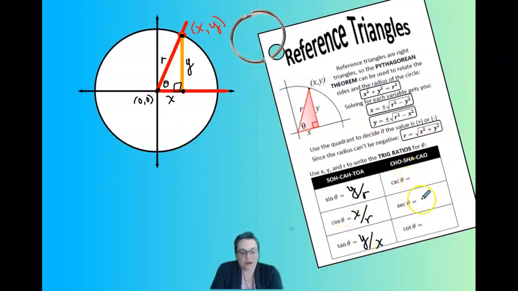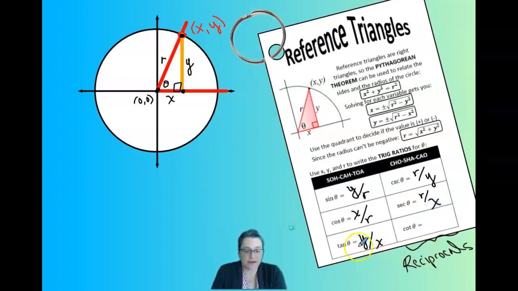Now, we have 3 new trig ratios that we're going to talk about today, and these are the reciprocal functions of sine, cosine, and tangent. The reciprocal of sine is called cosecant, and so if sine is y over r, its reciprocal, cosecant of theta, is r divided by y. Then secant is the reciprocal of cosine. So since cosine of theta is x over r, secant, its reciprocal, is going to be r over x. And similarly, the reciprocal of tangent is cotangent. So if tangent of theta is the ratio y over x, cotangent of theta is x divided by y.